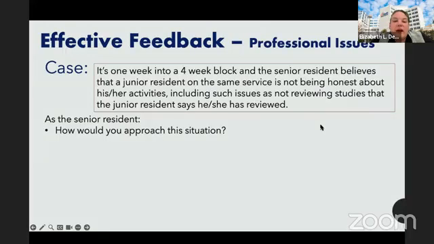In this case, we have a senior resident working with a junior resident. They're in the first week of a 4-week block, and they'll be working together for the whole month. And the senior resident believes that the junior resident is not being honest about their activities. Things like they are not reviewing their laboratories or x-rays, even though they say they have. How would you approach this situation as the senior resident?